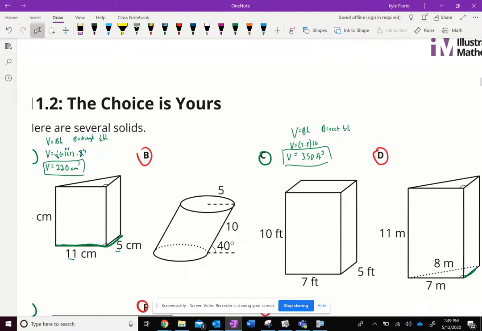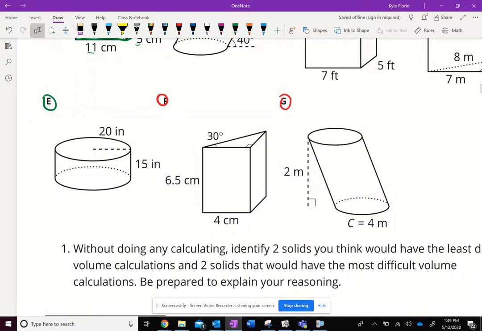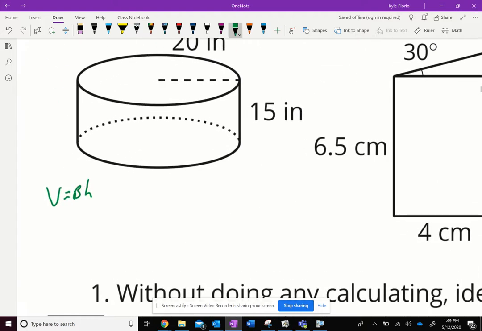We'll go back to D in a little bit. Let's do E. E is going to be easy. The radius is 20. So if I want to find the volume, it's the area of the base times the height. And we know the base is a circle. And that formula is pi r squared. So it's going to be the area of the base, which is pi r squared, and the radius is 20, so I'm going to put 20 for the radius, times the height, which is 15 inches tall.